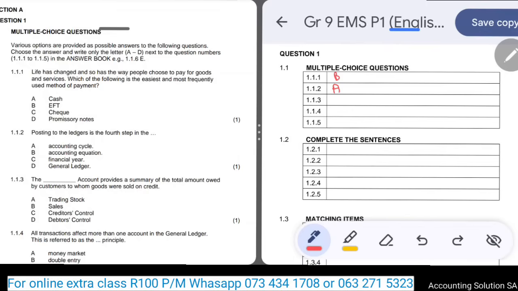You must be writing something down, guys, when we are doing this question together, because some of these things are going to come back. The account that provides a summary of the total amount owed by customers to whom goods were sold on credit. The answer for this one will be number D, debtors control. The debtors control account provides a summary of the total amount owed by customers. A customer is a debtor, and the creditor is our supplier, not the customer. Okay, number D.